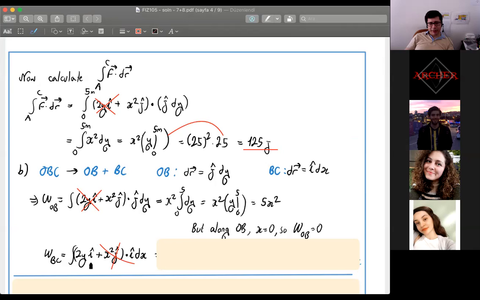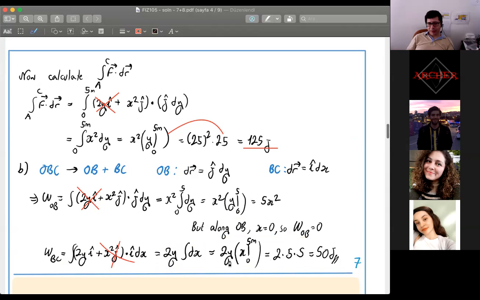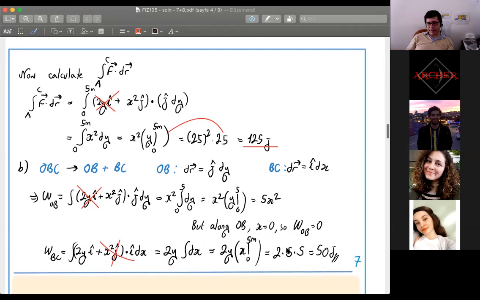This 2y, i dot i is 2y dx, okay? 2y goes outside of the integral. It's constant throughout the integral. So this is x, and it will change from 0 to 5 meters. Y is non-zero. It's again 5 meters. So this is y, 5 meters, and this is the result of the x integral. So work done is 50 joules. So if you move the object in this path, the blue path, OBC, then work done is 50 joules.